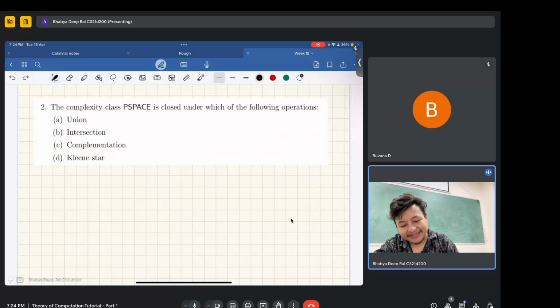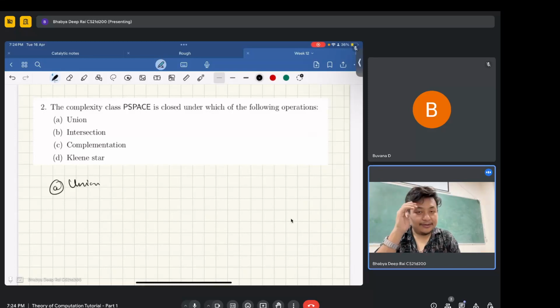Question says the complexity class PSPACE is closed under which of the following operations? Union, intersection, complementation, Kleene star. Well, this is a simple question. Because PSPACE is such a powerful machine, you can do so much using it. Let's see union. I'll just do the first two, and the remaining you can try. And the answer is yes for all.